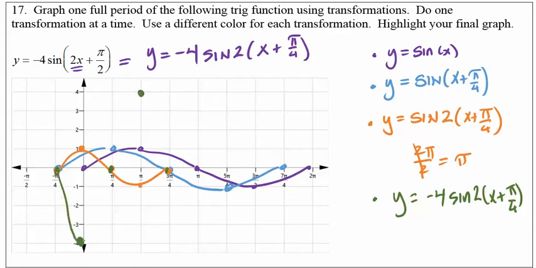So my final curve ends up looking like this. And again, the amplitude is measured from the center line, the midline here, to the top, so that needs to be 4 units. I have a period of pi, I have a reflection, and I have a phase shift. Awesome.